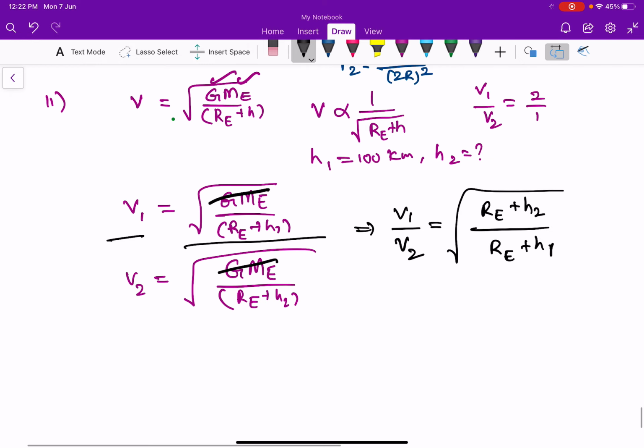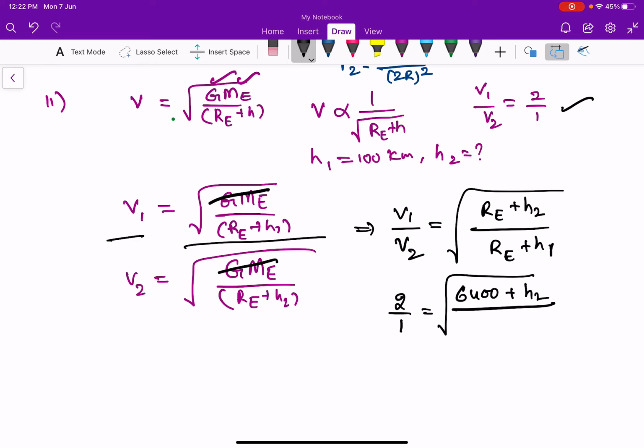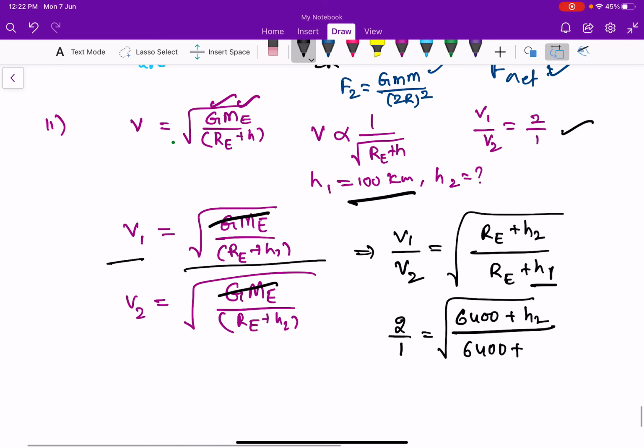So v1 by v2 is given as 2 by 1, which is equal to root of R e, which is 6400 kilometers, plus h2, divided by 6400 kilometers plus h1. h1 is given as 100 kilometers. So the unknown is h2. Solve for h2 and you will get it from this equation.